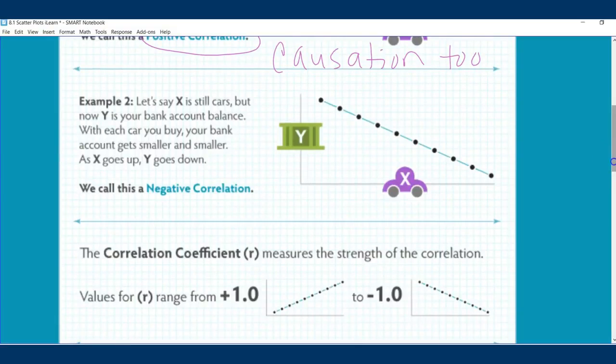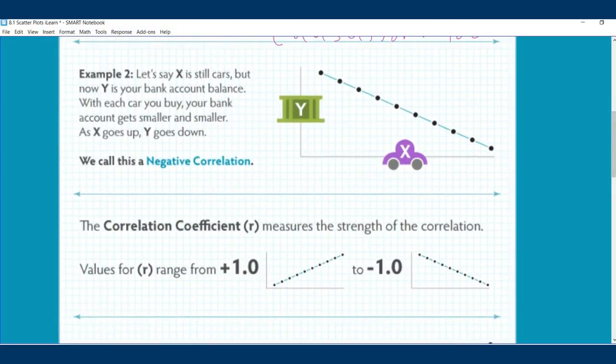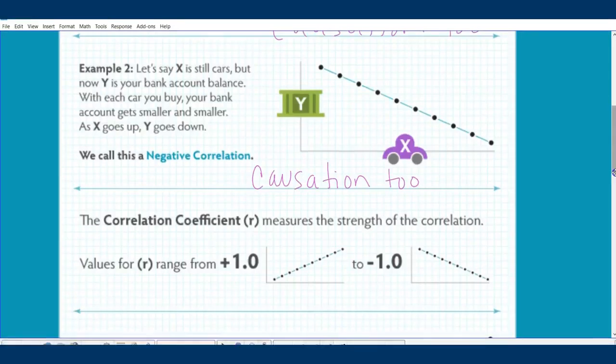Remember, this is a negative correlation. So let's say X is still cars, but now Y is your bank account. So the more cars you buy, the smaller the account you have in the bank.